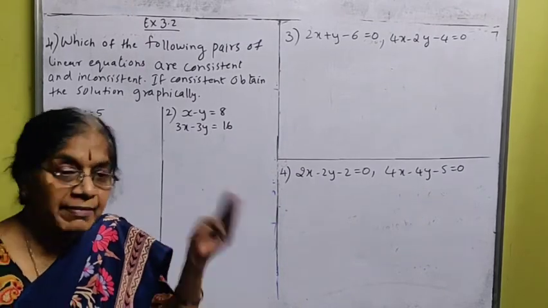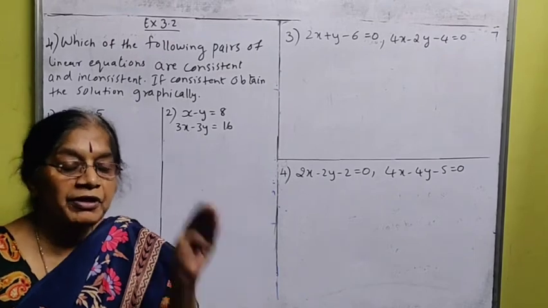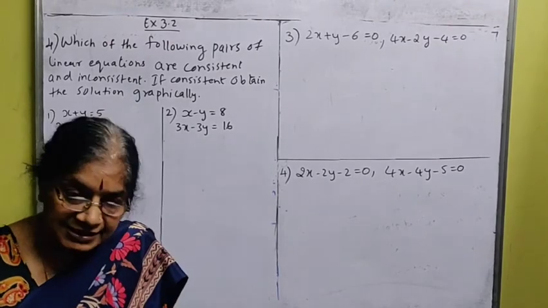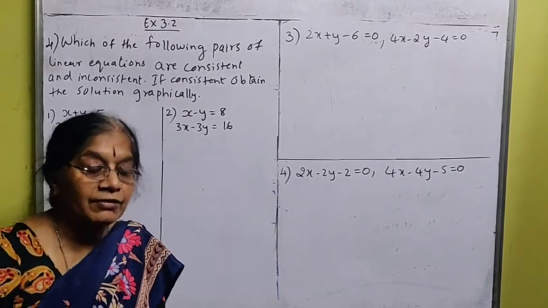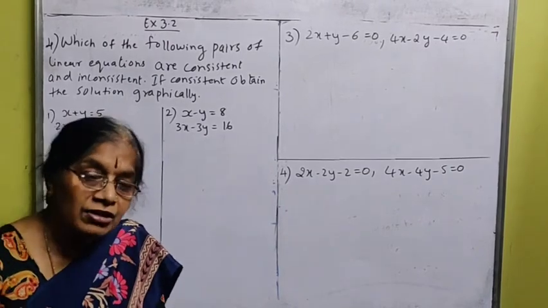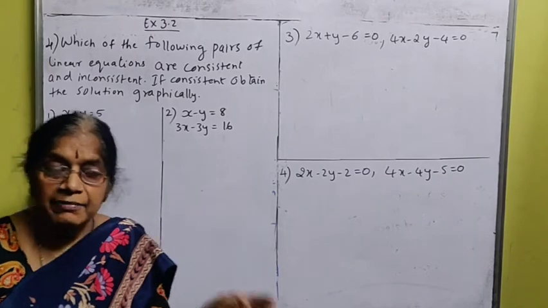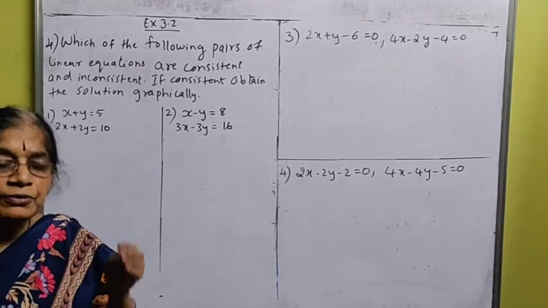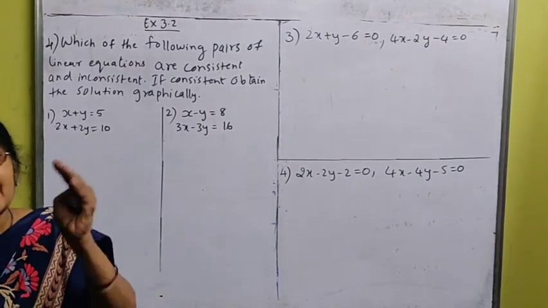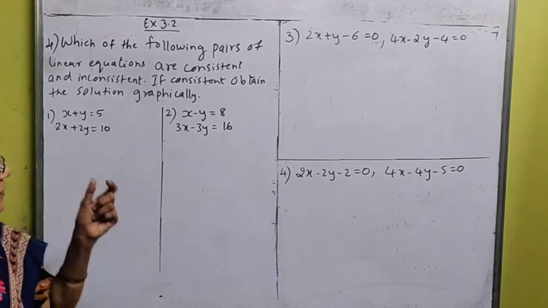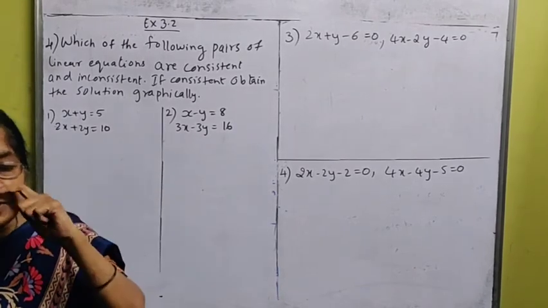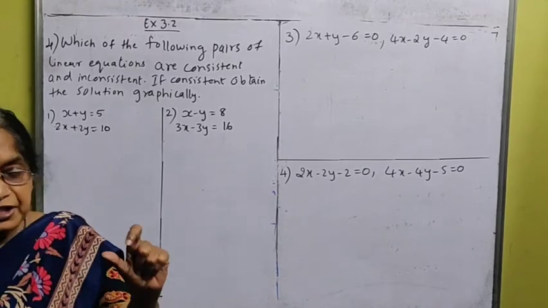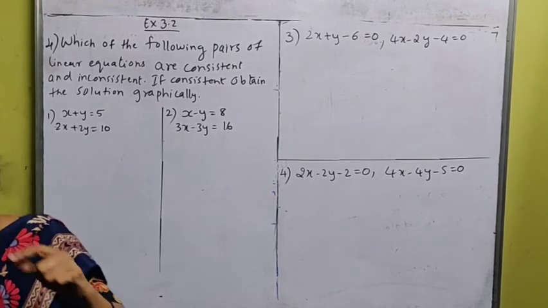That means if a1 by a2 is not equal to b1 by b2, then it is consistent. If a1 by a2 is equal to b1 by b2 is equal to c1 by c2, then also it is consistent. If a1 by a2 is equal to b1 by b2 is not equal to c1 by c2, it is inconsistent. That means we have to find out the ratios between the coefficients of x, y and the constant.